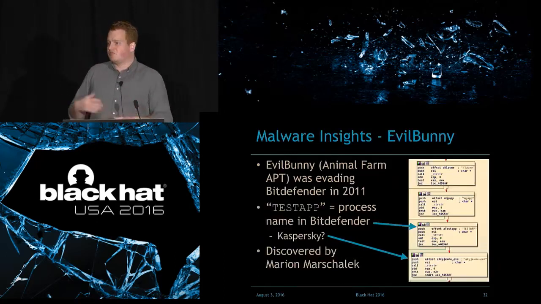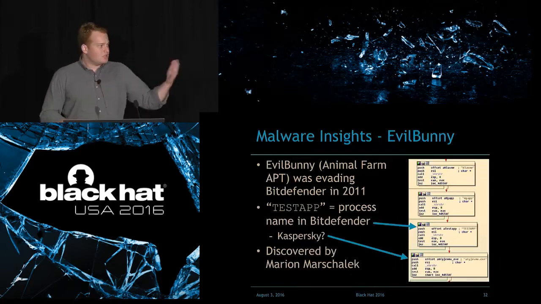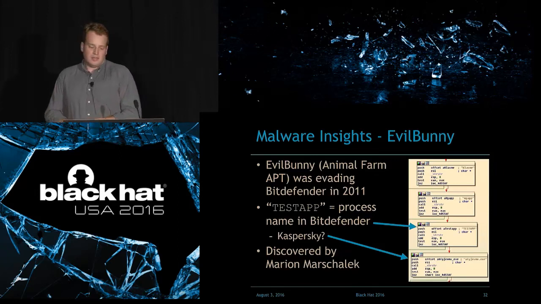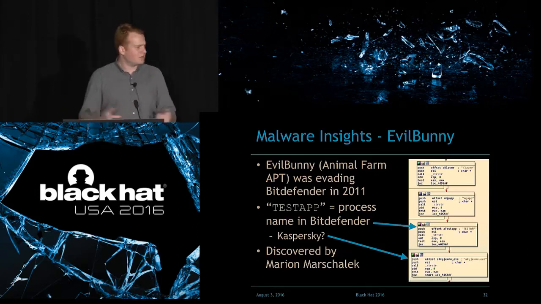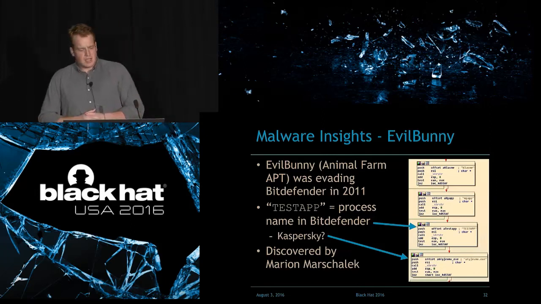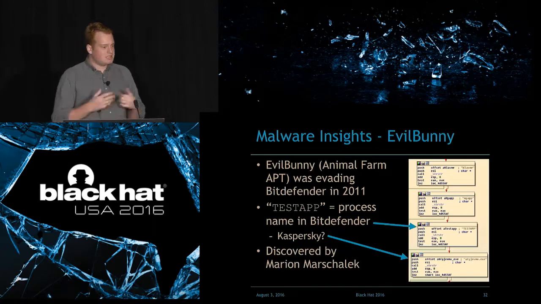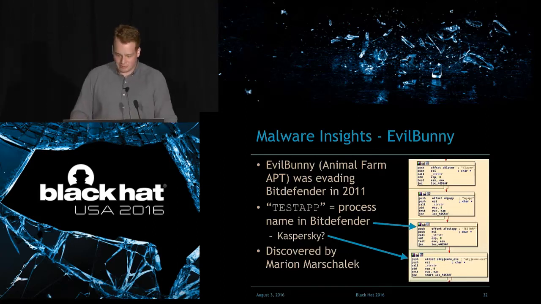Now, more interesting than just random malware you find in Google was this piece of malware, the Evil Bunny, from the so-called Animal Farm APT. This was discovered by Marion Marschalek, I think 2014 or 2015. She might be here. She's here at the conference at least. And in 2011, it was evading Bitdefender. It would check, is its name test app? And if it was, it would not run. This is highly advanced APT level malware.